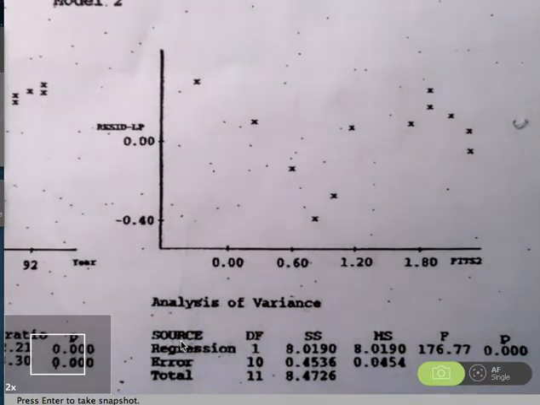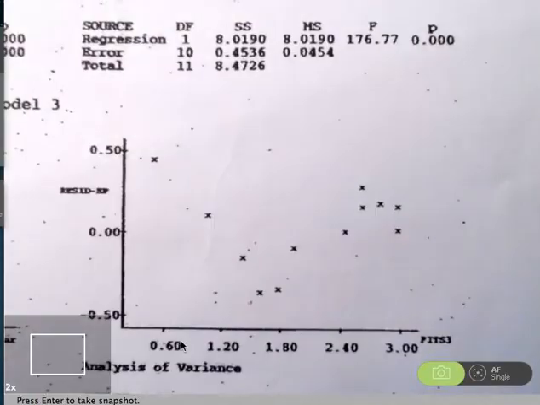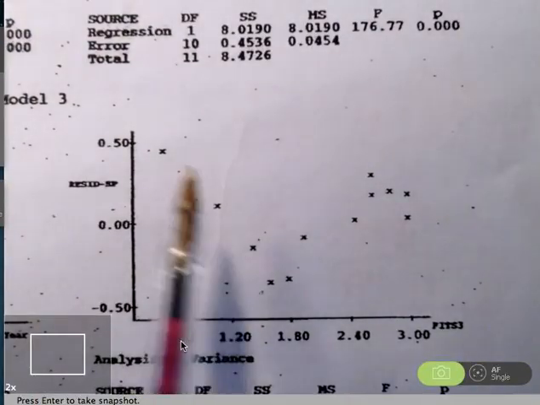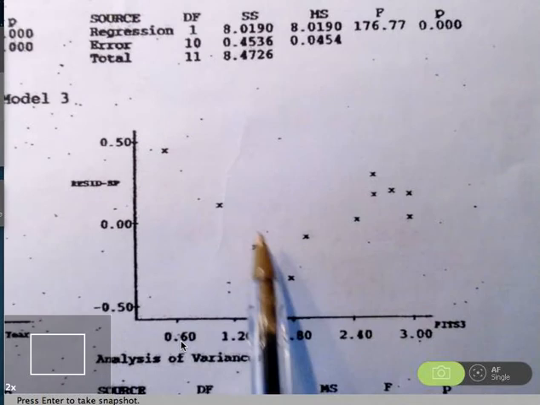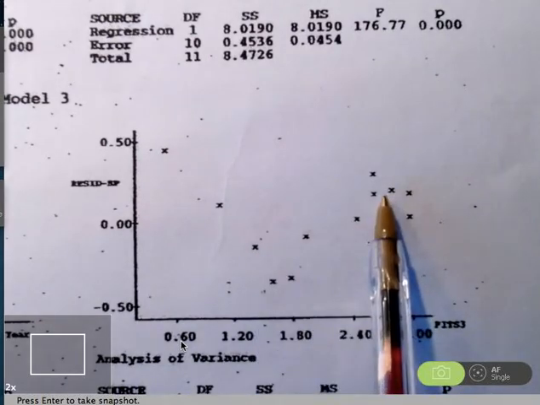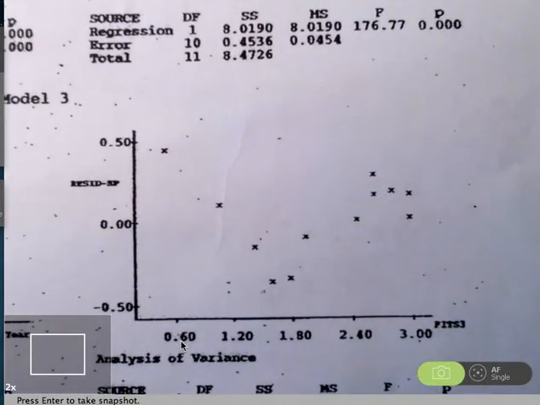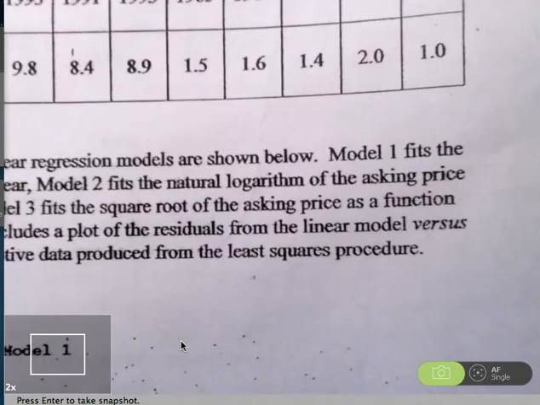Similarly, in model number 2, again, it's not quite so severe, but I still see a pattern in the errors here. We start by under-predicting, we're over-predicting, and then we end up by under-predicting again. I see the same thing in the 3rd model. Frankly, I'm not happy with any of these models based on the residual plots that I see, even though all of them have high values of R squared.